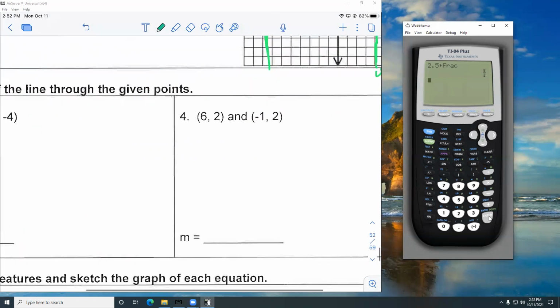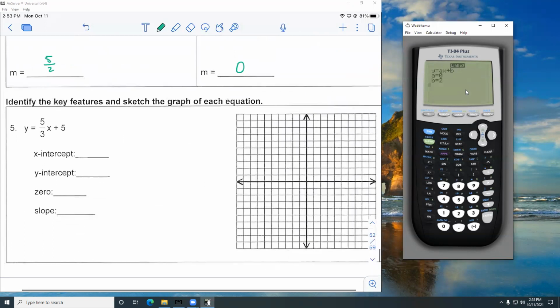All right, let's do the same thing for number 4. I'm going to do stat edit again. Now, remember to clear your list. Go all the way up to L1 to where you're highlighting L1, press clear and enter. Same thing, go all the way up to L2, press clear and enter. In L1, I'm going to put 6, and I'm going to put -1 because those are my x's. Then in L2, I'm going to put 2, and I'm going to put 2. Stat, over to calc, down to number 4, enter, enter, enter, enter. And my slope here you see is a big fat 0.